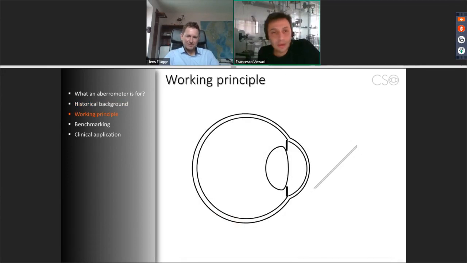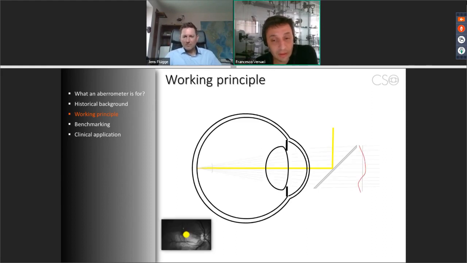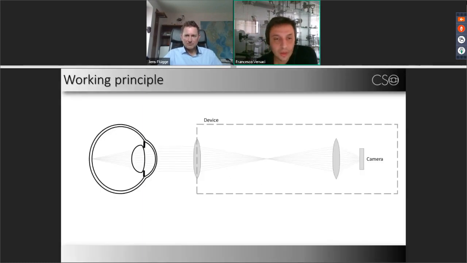So if we try to explain how our barometer works, we have to start again from the projection of the ray of light that lights up a portion of the retina, and this portion of the retina reflects back light and behaves exactly as a spherical point source. So the light exiting the eye acquires all the aberrations of the ocular media, and with the device we have to measure such aberrations.